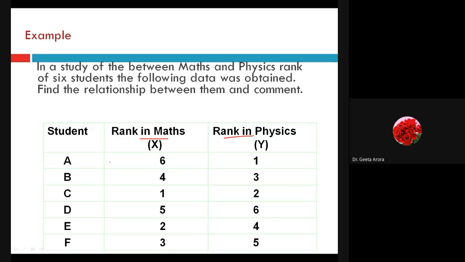Let's see from here. We have been provided with the first rank of maths obtained by C, second rank by E, third rank by F, fourth rank by B, fifth rank by D, and sixth rank by A. So these are the ranks in maths we have written for the 6 students. Similarly, here we have first rank given to A. I'm not sure he is or she is, whatever the student is. Here, student A is getting sixth rank in maths, but is getting first rank in physics. Correct? So here the data is given for the ranks taken by the students in maths and physics.